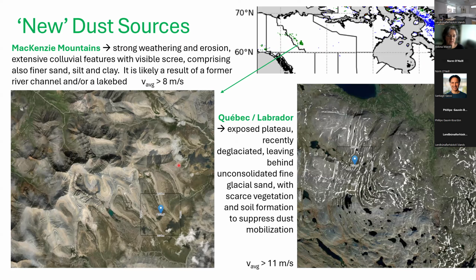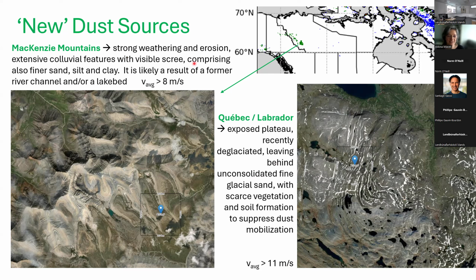One is in the Mackenzie Mountains, and it looks like this in the visible, and it has average wind speeds of more than 8. And one is at the border of Labrador and Quebec, and it's got even higher wind speeds. It's an exposed plateau. These are not my words.